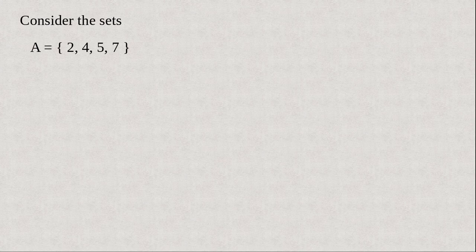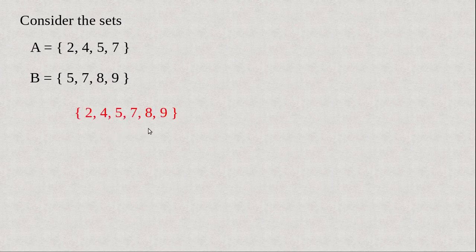Consider the sets. A is equal to the set {2, 4, 5, 7} and B is equal to the set {5, 7, 8, 9}. I am going to operate these two sets and write a new set like this. Can you say what I have done to get this set? Yes, I have written all the elements which are either in A or in B or in both. It means that I take the union of A and B.